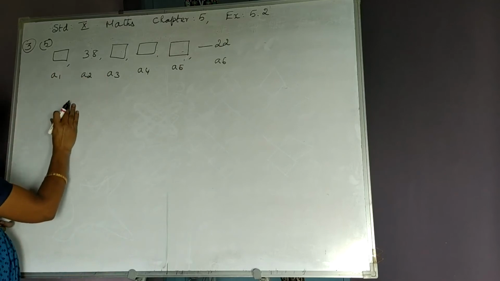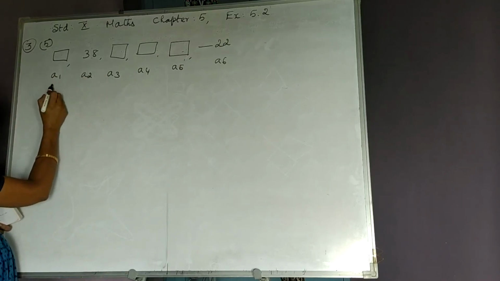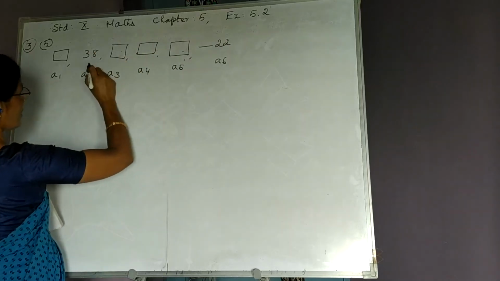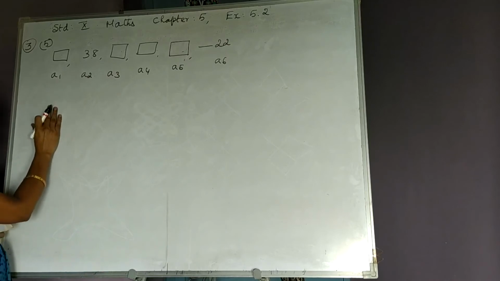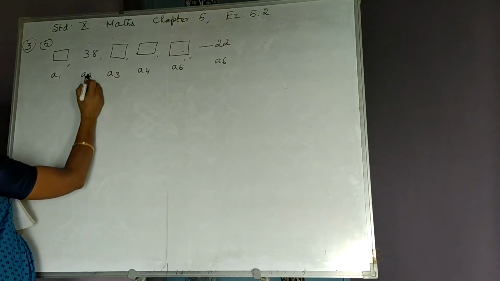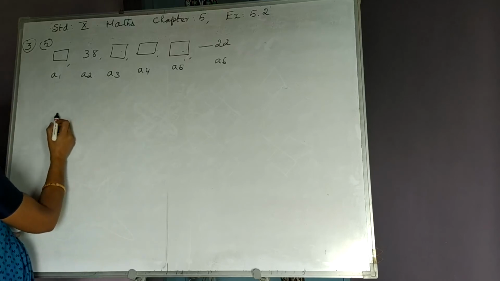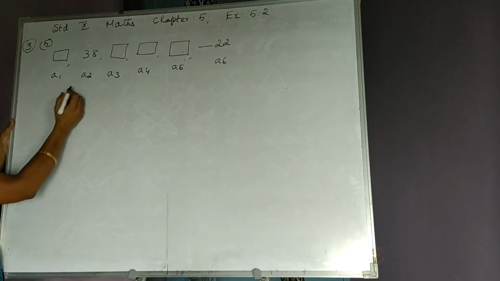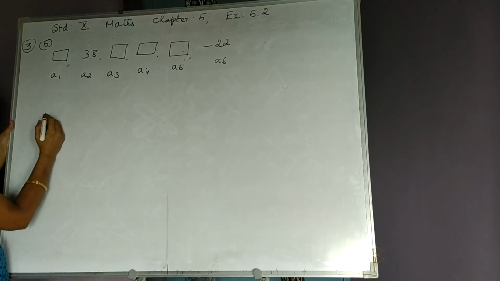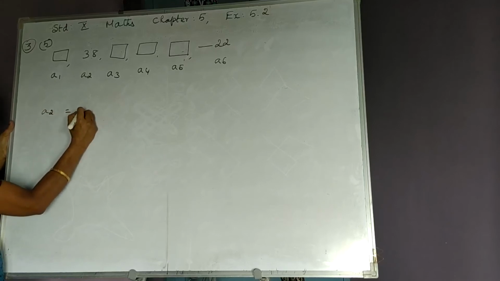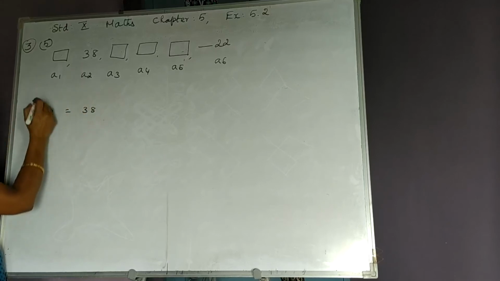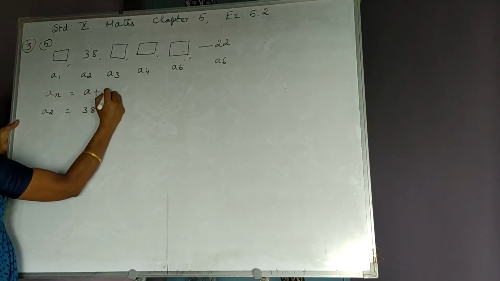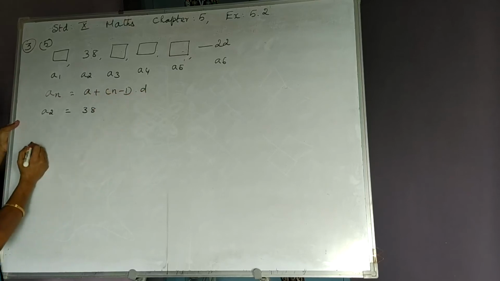In missing terms, first we have to check whether A1 is given or not. A1 is not given. When A1 is not given and other two terms are given, remember, we have to use the elimination method and hence we have to find out A and D. Using A and D, we have to find out the terms which are missing. So first we have to use the terms which are given. What is A2 given? A2 equal to 38. This we are going to use in the An formula. An is A plus n minus 1 into D.